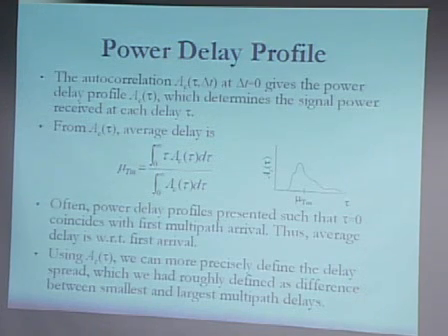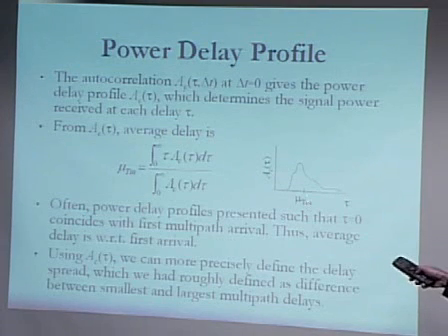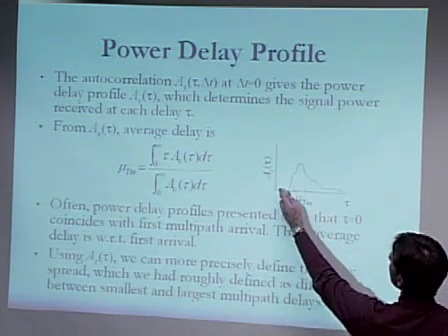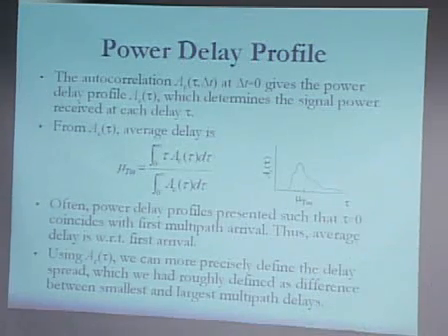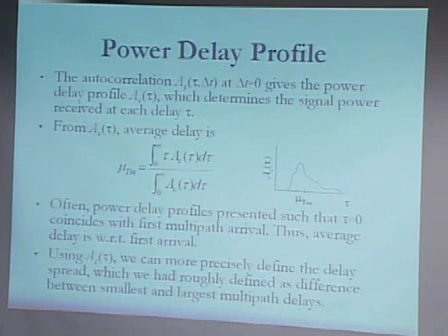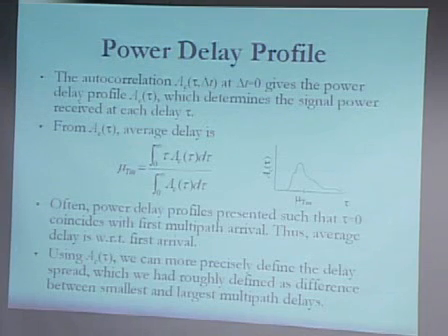Okay, so that's the average delay. For example, for this particular function, where the delay profile has this shape, mu is going to be just about here. We get the first arrival here, and the last arrival here, and the average delay is going to be somewhere in here. Now, we can use all this formulation to define the delay spread in a very precise manner.